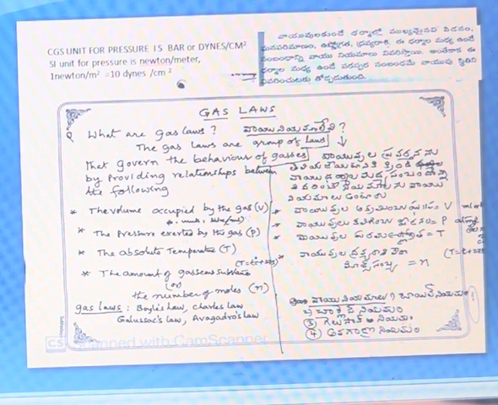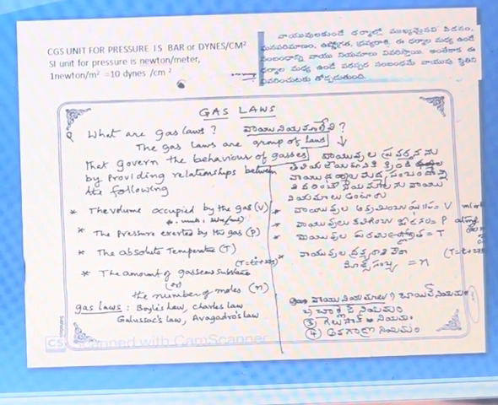The pressure exerted by the gas is P. In CGS units, the pressure is expressed in dynes per centimeter square, whereas in SI units the pressure is expressed in newtons per meter square. What is the relation between 1 newton per meter square and dynes? 1 newton per meter square is equal to 10 dynes per meter square.